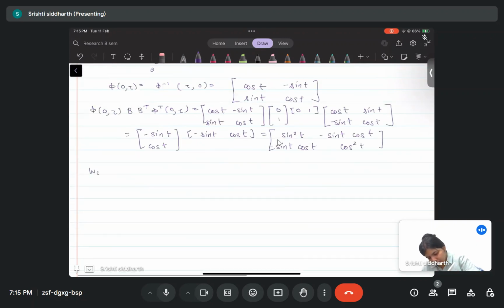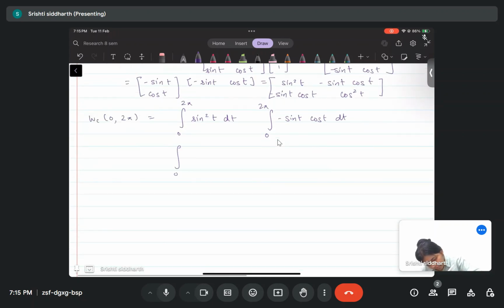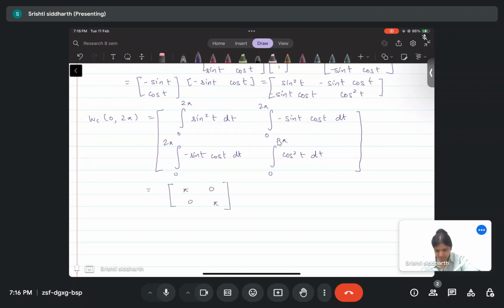Okay, so the controllability Gramian is going to be the integral of each element of this matrix. So we have the integral from 0 to 2 pi of sin square t, sin t cos t, and then 0 to 2 pi cos square t dt. Alright, so you can compute this quickly and I'll just write down the final answer. This is pi, 0, 0, pi. So that was part A, to compute the controllability Gramian.